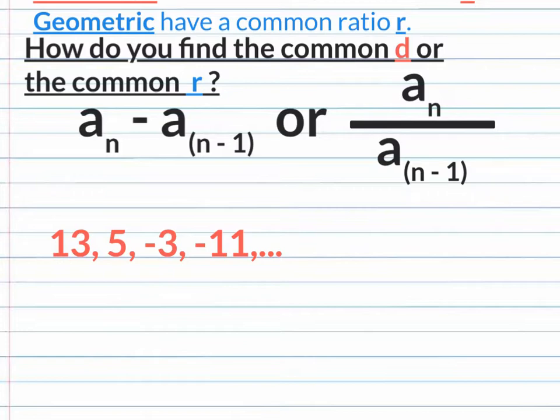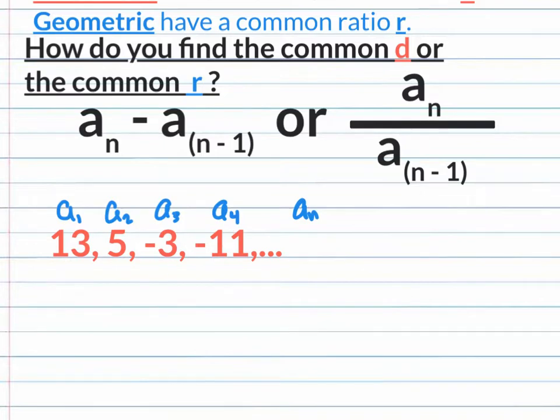So again, if I were to label these, a sub 1 is my first one. A sub 2 is my second one. A sub 3 is negative 3. A sub 4 is negative 11. And you could go to any number you want, a sub n, okay? So let's say I was at a sub 4, which would be negative 11. And then I take away a sub n minus 1, which would be a sub 3, right? So I'm going to go negative 11, take away a negative 3.